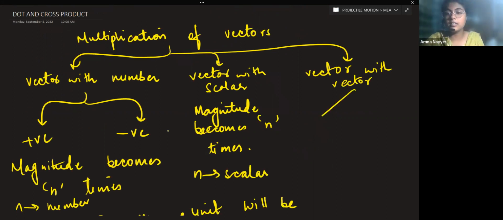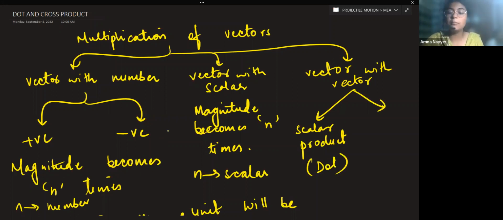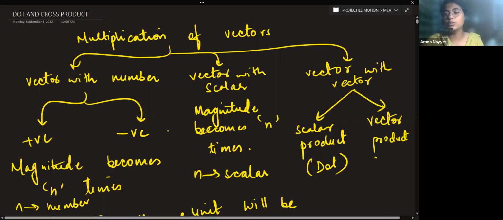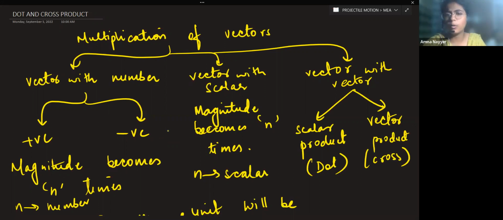Vector with a vector, you can get a scalar product, for which you have the dot product, which we apply. And when you have a vector multiplied with a vector, then you have the vector product. For this, we use the cross product. Fine. So just note down this table. We'll start directly with the scalar product because there is nothing that you have to study with vector with number or vector with scalar. All right, note it down. We'll start with the dot product first.